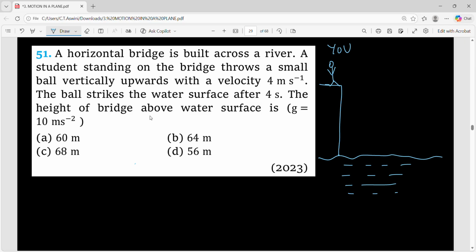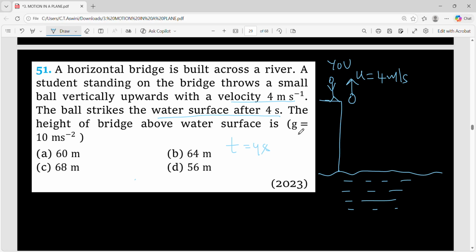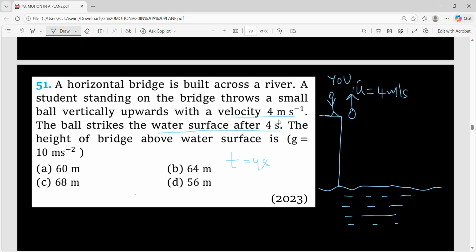So throws a small ball vertically upwards. So the ball is projected vertically upwards with the initial velocity. How much? 4 meter per second. The ball strikes the water surface after 4 seconds. That means after 4 seconds, if you see the ball, where is the ball? It was projected upwards, it will reach its maximum height and then it will fall back, right? And this was on the water surface after 4 seconds. So what is the height of the bridge?